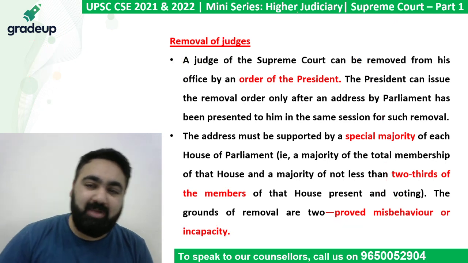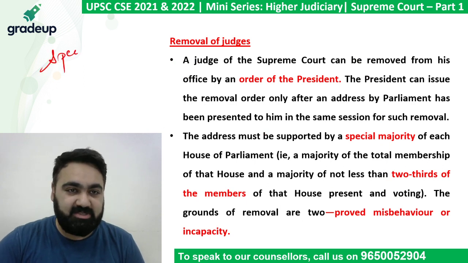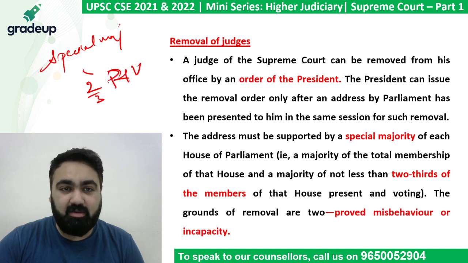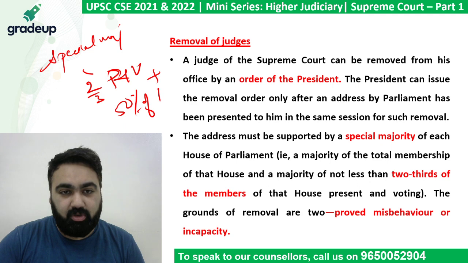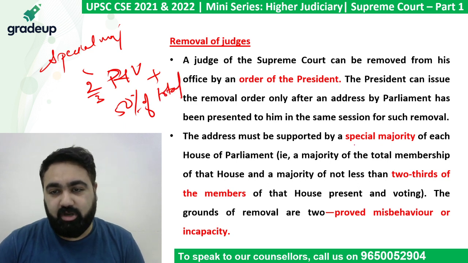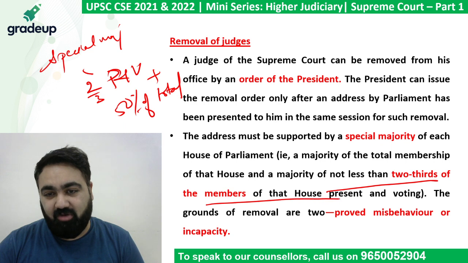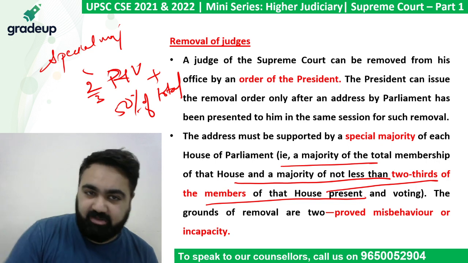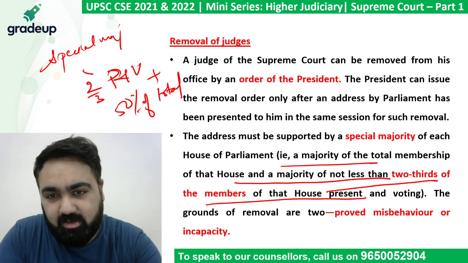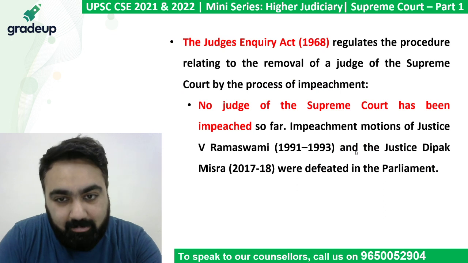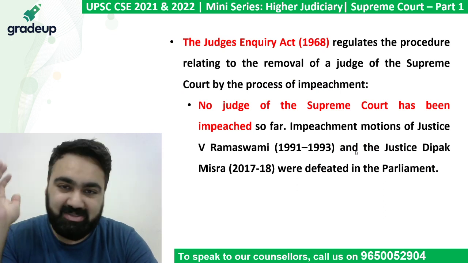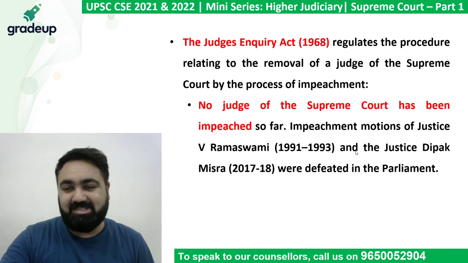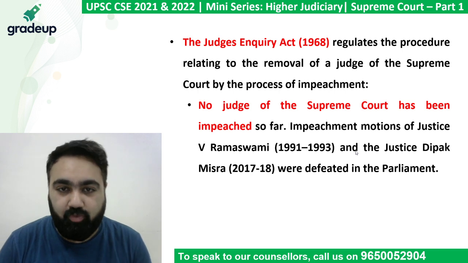The bill has to be passed by a special majority. There is a special majority that is required: 2/3 of members present and voting, and 50% of the total. This is the special majority that is required. Once it is passed, it will go to the other house, whatever the other house is, Lok Sabha or the Rajya Sabha. In the other house also, the same majority will be required to pass this bill. If it is passed in both the houses, it goes to the President of India, the President signs on it, and that is how the judge is removed.